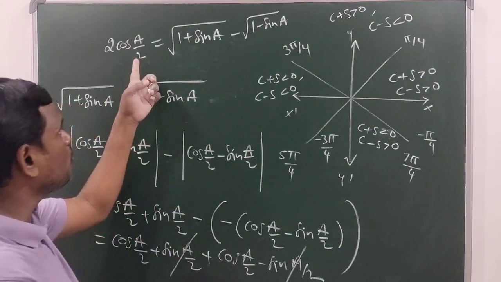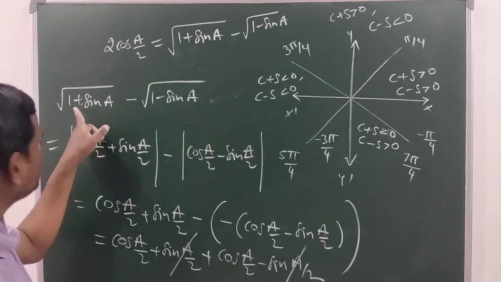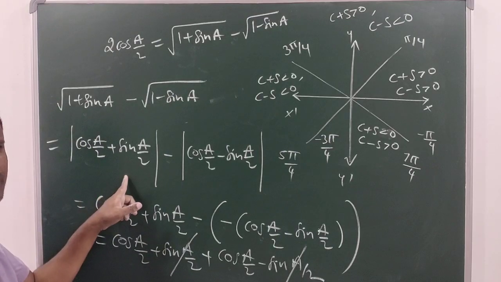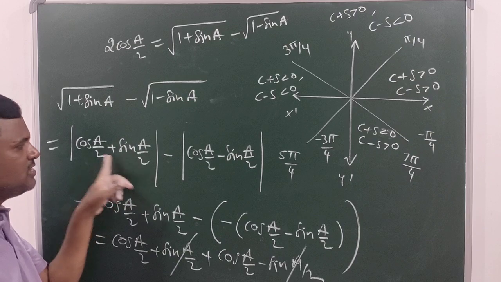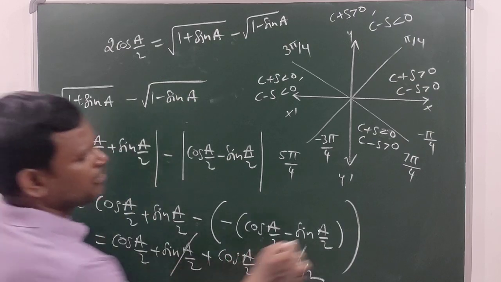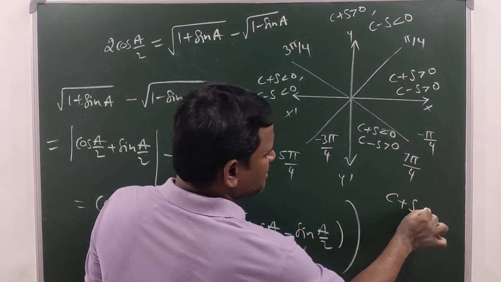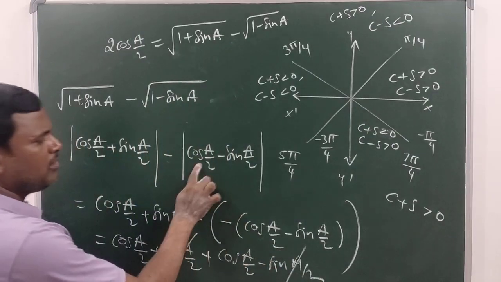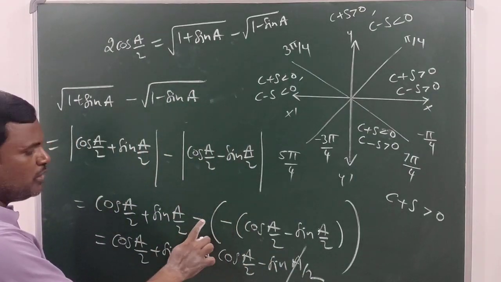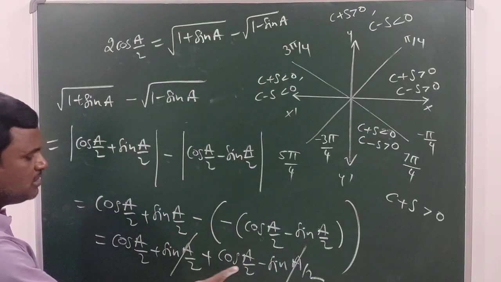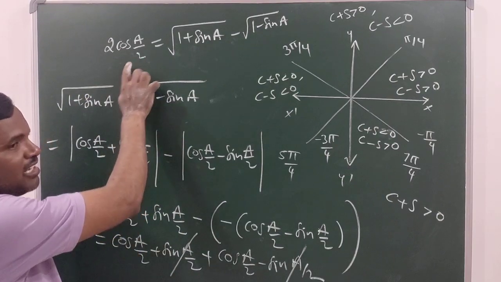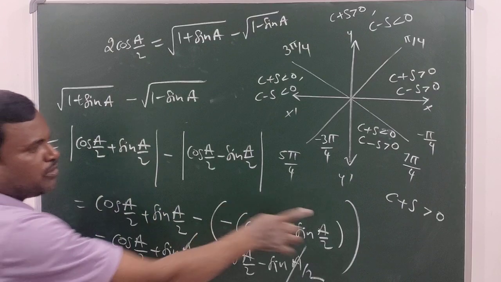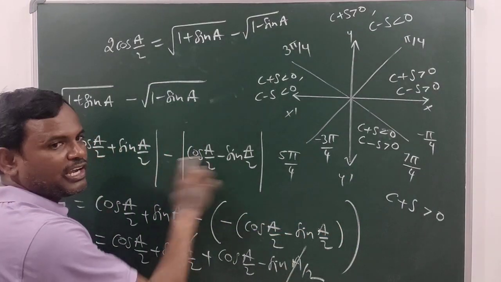Okay, how did you get to 2 cos a by 2? The first term you have to consider positive and the second negative, meaning here C plus S is positive. What you have to get is C plus S positive, and this should be negative, so that minus into minus gives plus. On simplifying, you get this. To get this answer, it should be positive, so I took positive, and it should be negative.